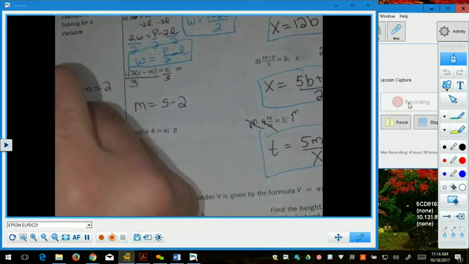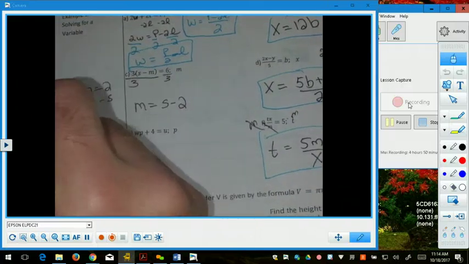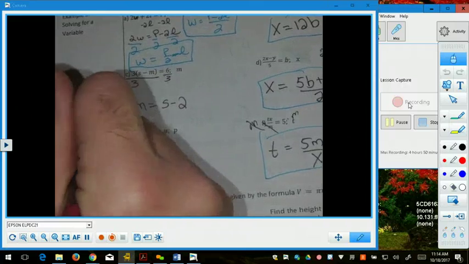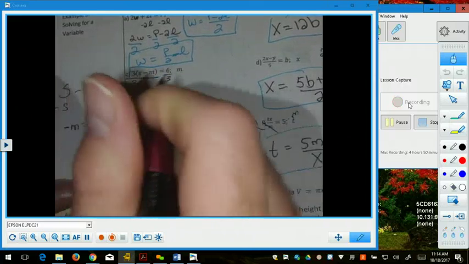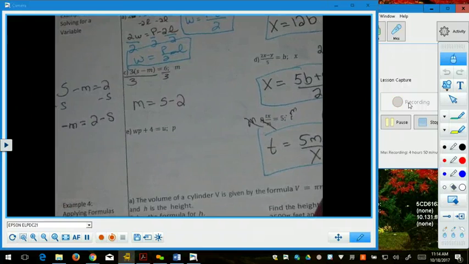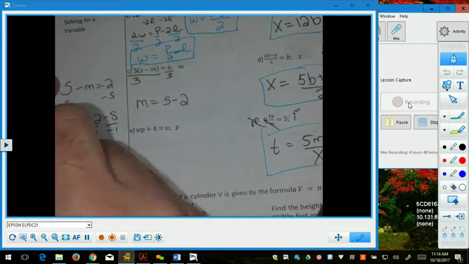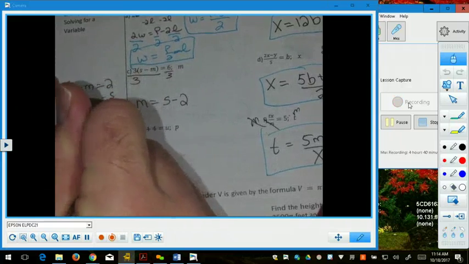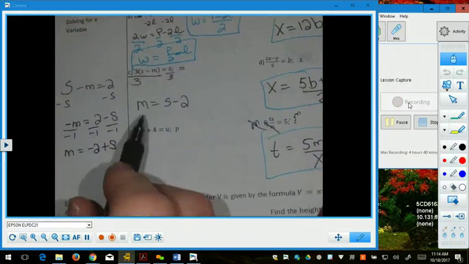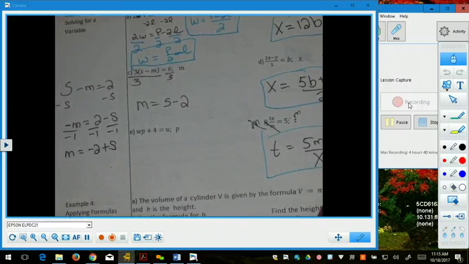You subtract the s. Some people thought it was a 5, so they got different answers because of that. Negative m equals 2 minus s. And then to get rid of the negative on the m, I either multiply or divide everything by negative 1, changing it to negative 2 plus s. And then in standard form, we put the s first.